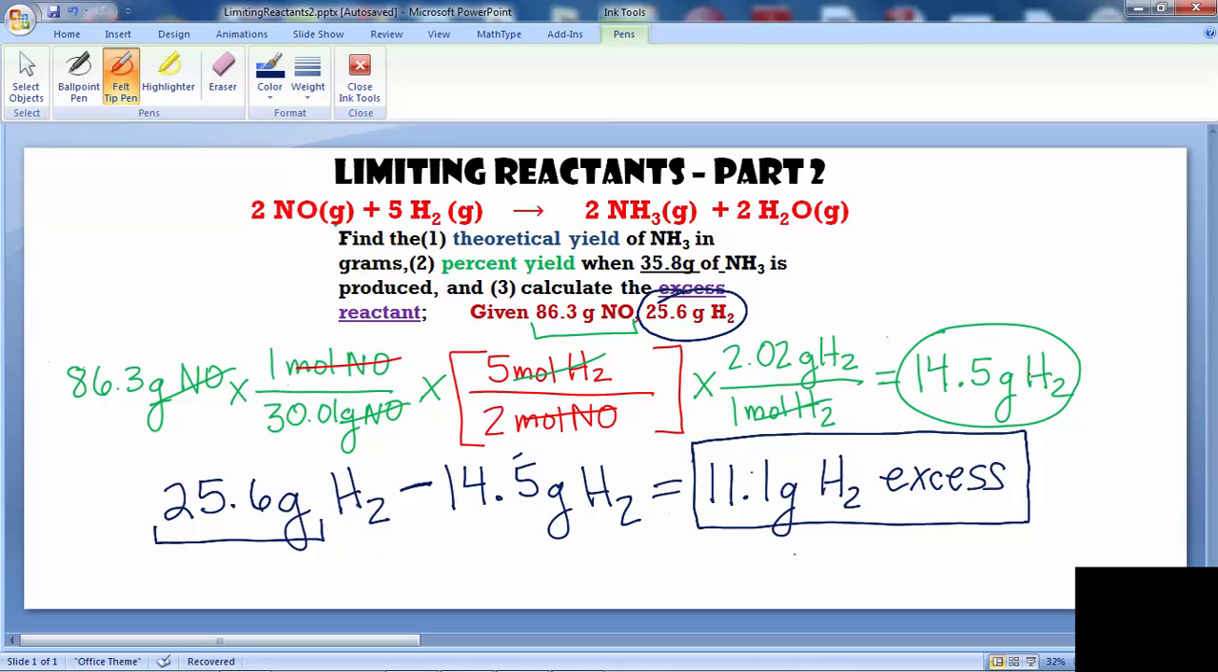So in part one, we found the theoretical yield. Part two, we found the percent yield. And part three, we found the amount of excess reactant. Okay, so keep in mind each step that you have to go through, and please remember the role of your balanced chemical equation.